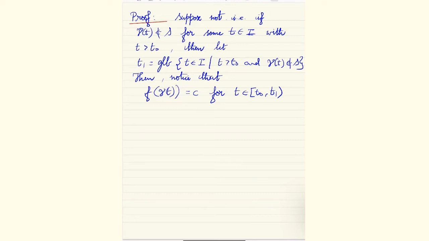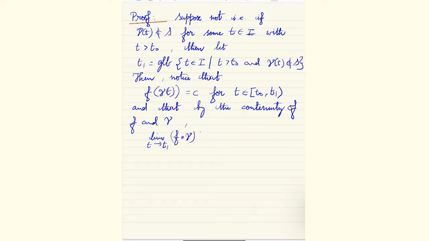But what happens actually at T1 itself? Just by continuity of f and gamma, let's say the limit as t goes to T1. So we're interested in what happens at T1 itself, f of gamma t. So by continuity, of course, this is f of gamma T1.